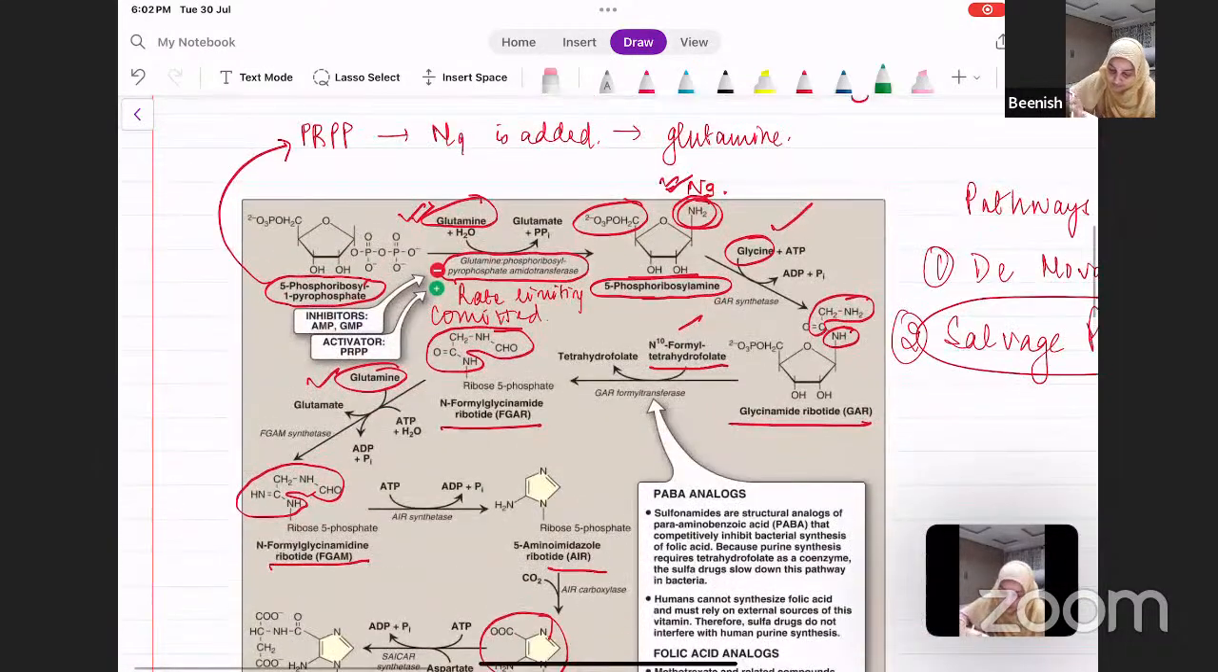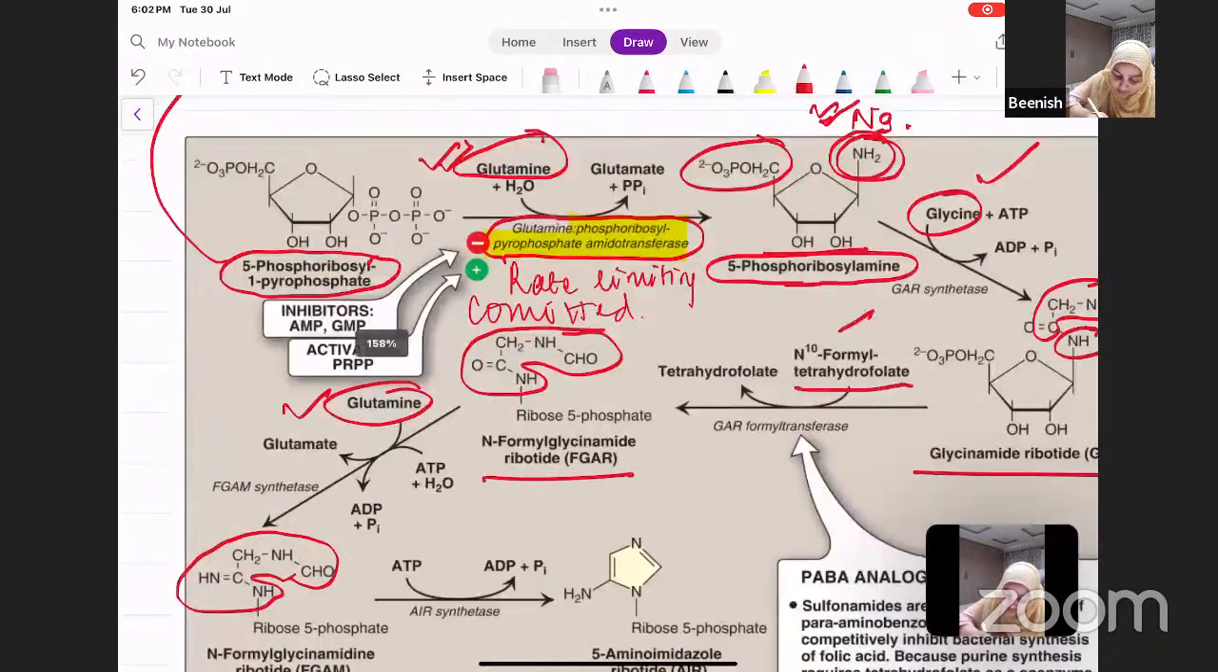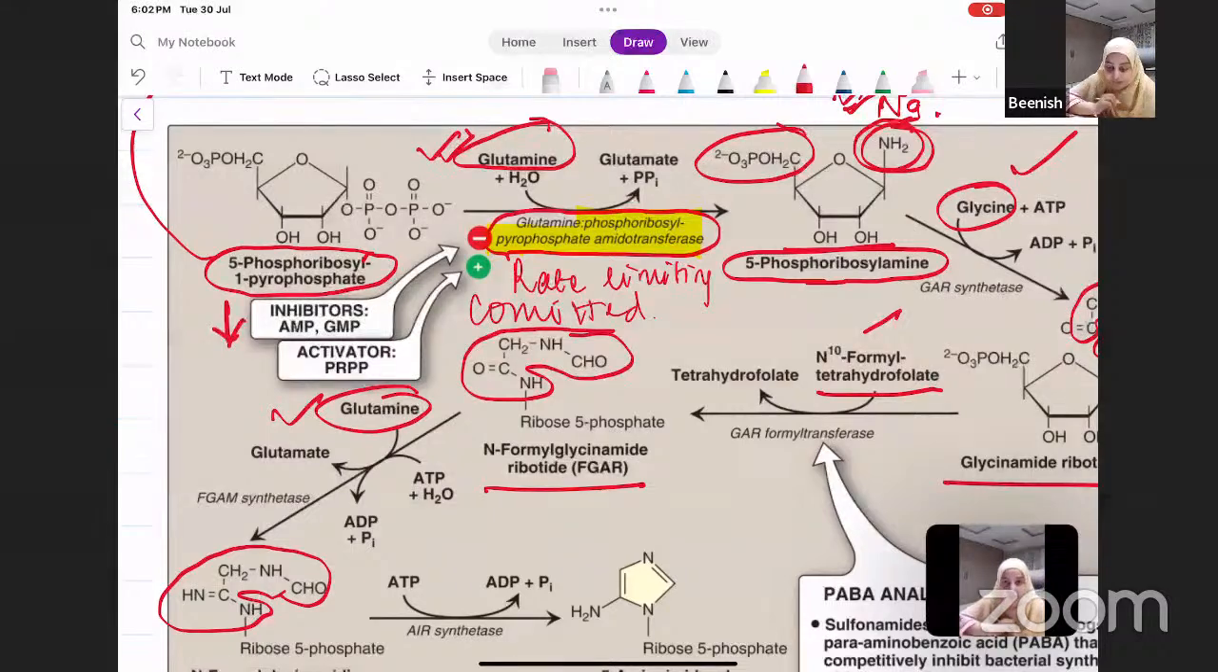I'll show you once again here. I'm talking about this enzyme, phosphoribosyl pyrophosphate amidotransferase. The inhibitors for this are your AMP and GMP. So your AMP and GMP have decreased, and your activator PRPP has increased. So your activator has increased, your inhibitor has decreased. So this enzyme will work more, and there will be increased purine synthesis. Are you getting my point? Because this enzyme is going to be activated.